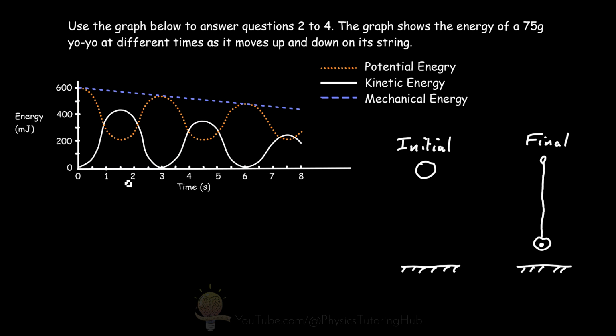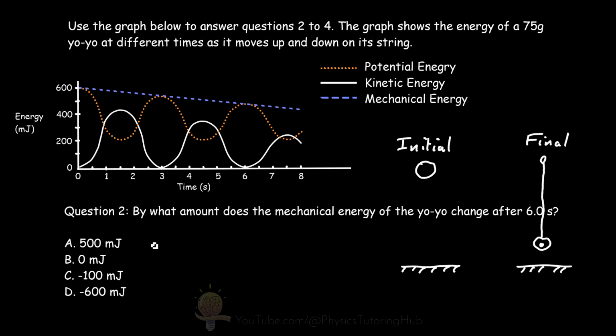So from 0 seconds to 1.5 seconds, this is where the yo-yo is moving from its maximum height down to its minimum height. And at this point, the yo-yo is moving at its maximum speed because it has its maximum kinetic energy. But then from 1.5 seconds to 3 seconds, it's moving back up to its initial height, because it's losing kinetic energy and gaining gravitational potential energy again.